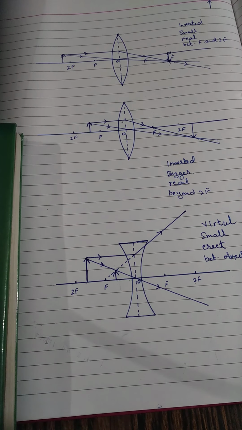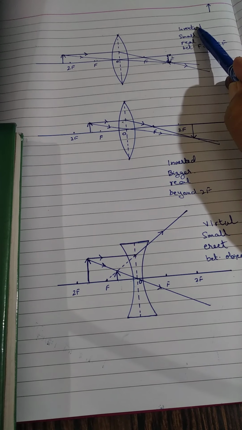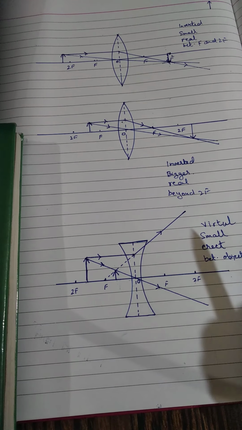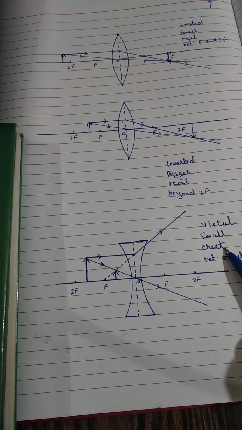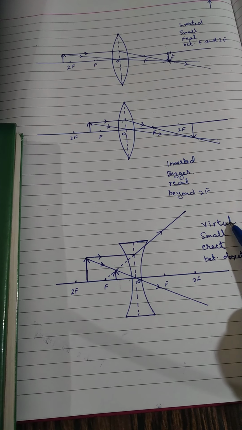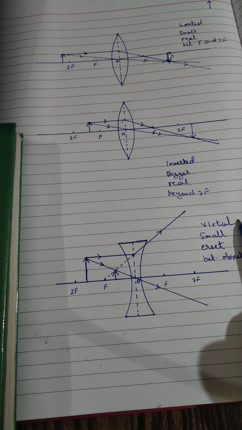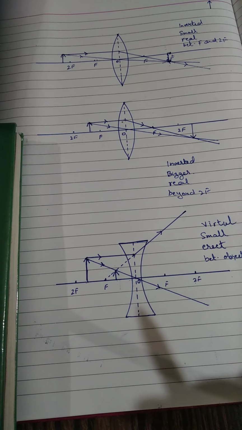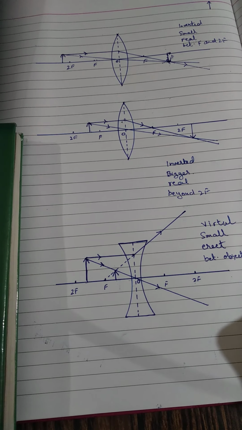And just for our learning sake, there is a tip that all inverted images will be real images. Inverted images will be real images. All erect images will be virtual. If it is a straight erect image, it will be virtual, and if it is inverted, meaning upside down, it will be real. So this is just a tip. Remember it, and you will never get these properties wrong.